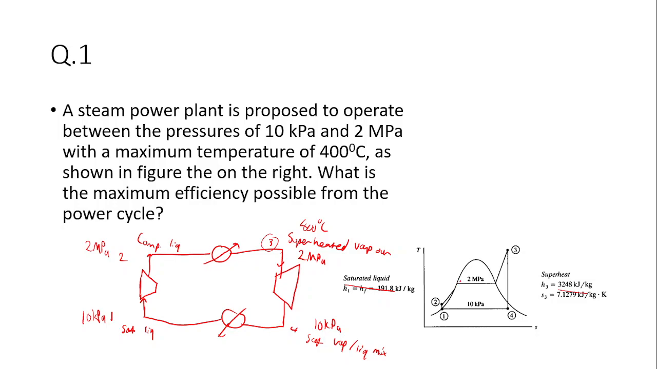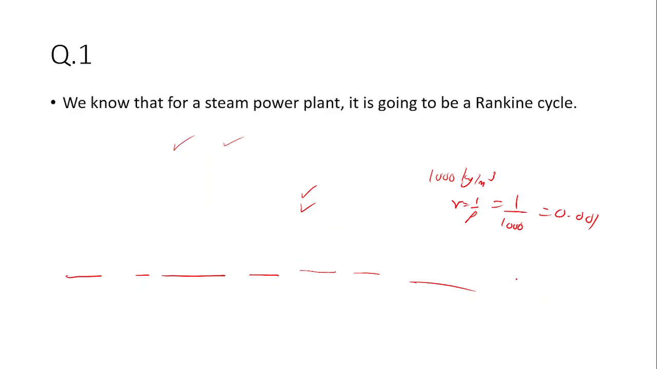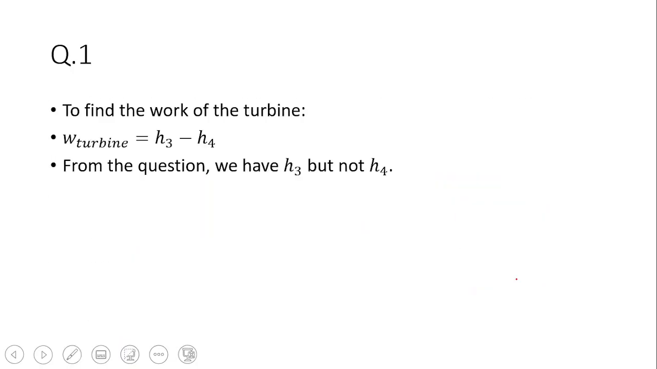If it wasn't given, we would read it as the temperature and pressure. So we know the temperature and pressure at point 3, that's 400 degrees Celsius, 2 megapascal. So we'll go to the superheated steam table and read the enthalpy there at those conditions. So that's what we would do. I think I'll mention this later as we go on.